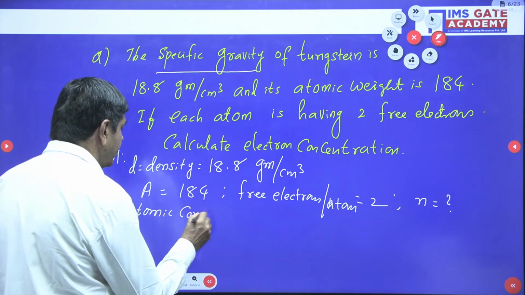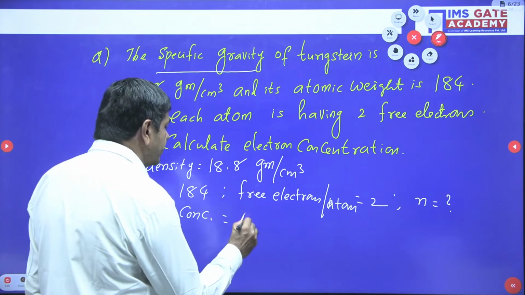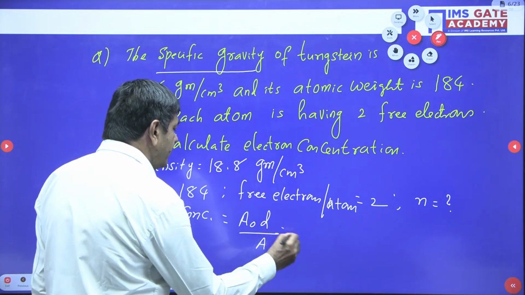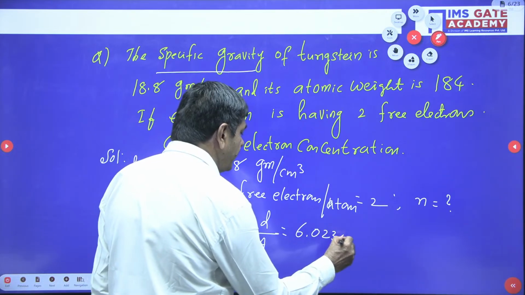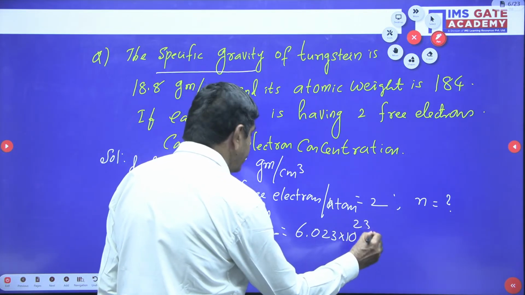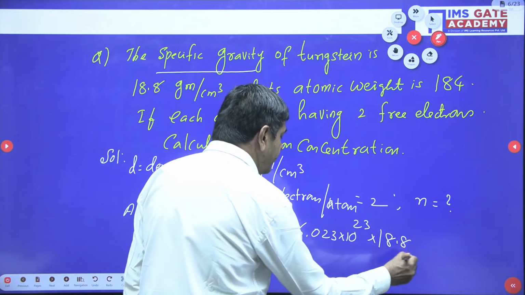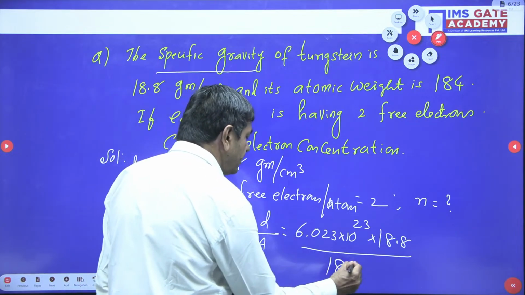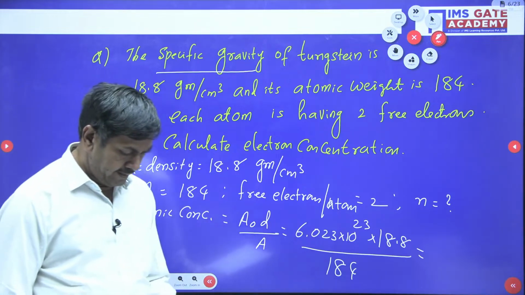Atomic concentration I want to find. You know the formula for the atomic concentration: A naught into D by A. A naught is nothing but 6.023 into 10 power 23, and density is 18.8 divided by A, where atomic weight is 184. Use a calculator and tell me its value.